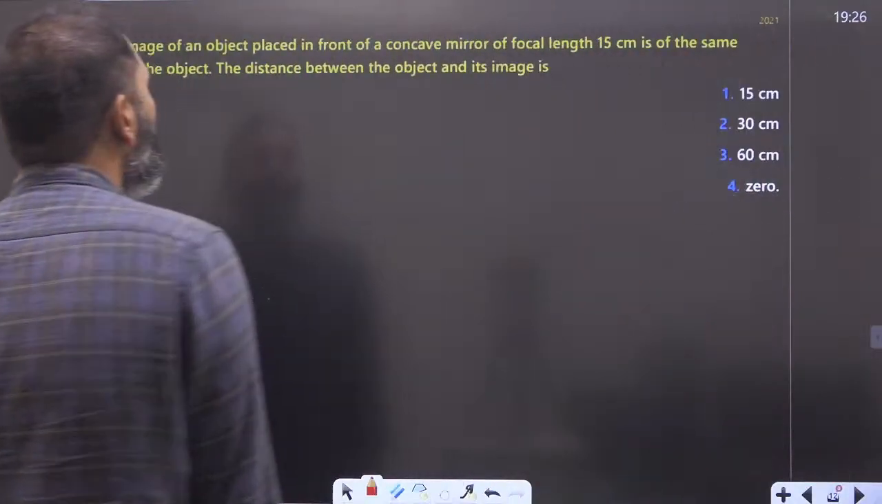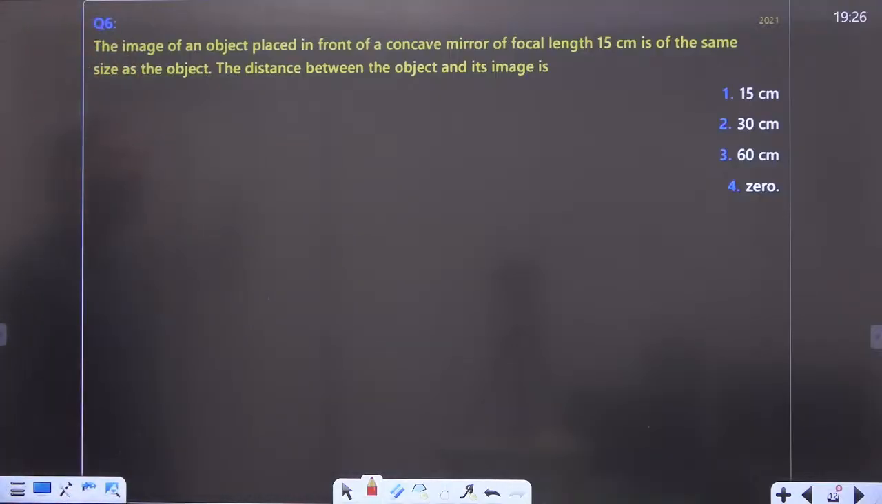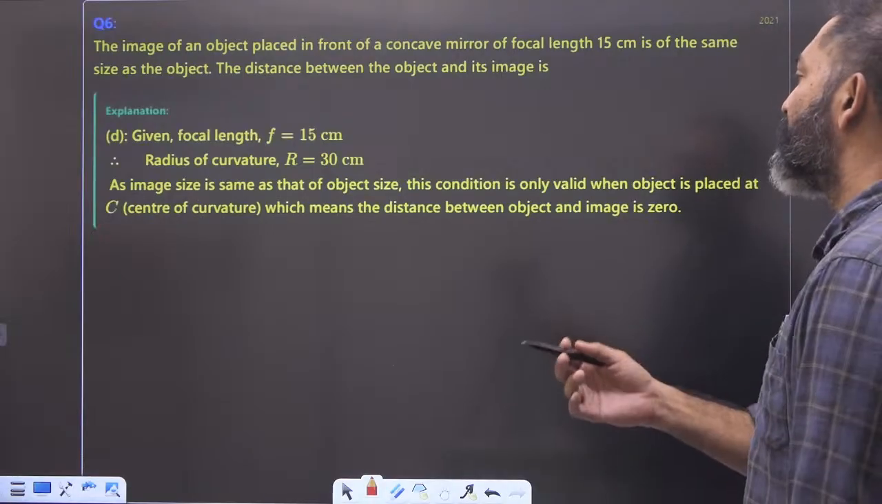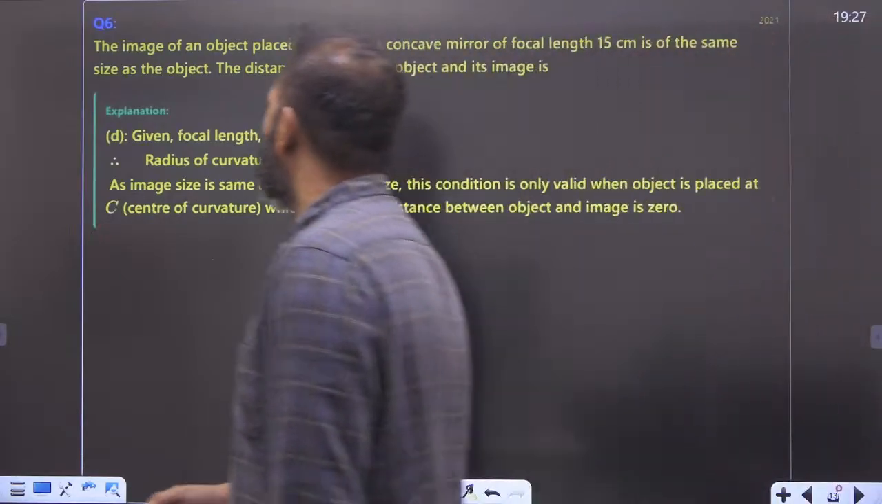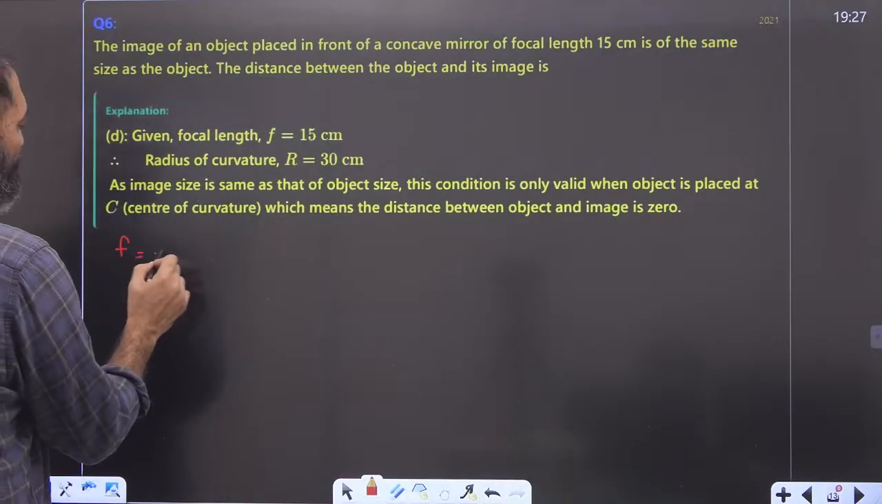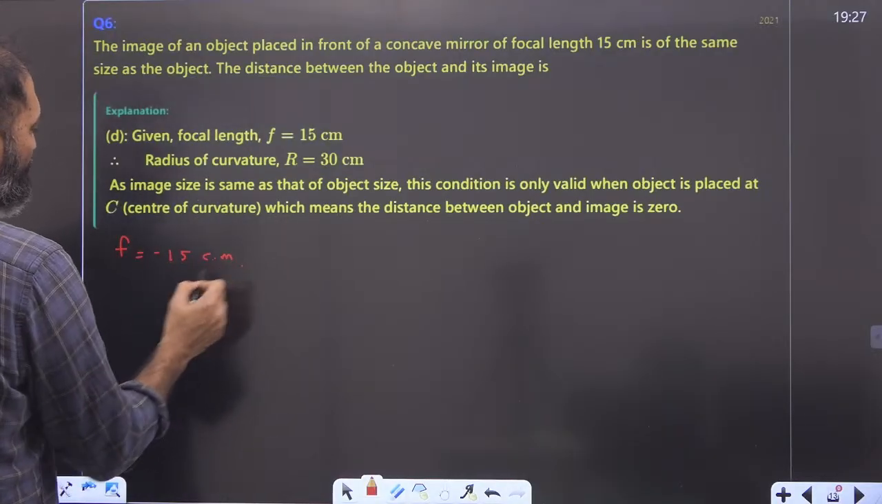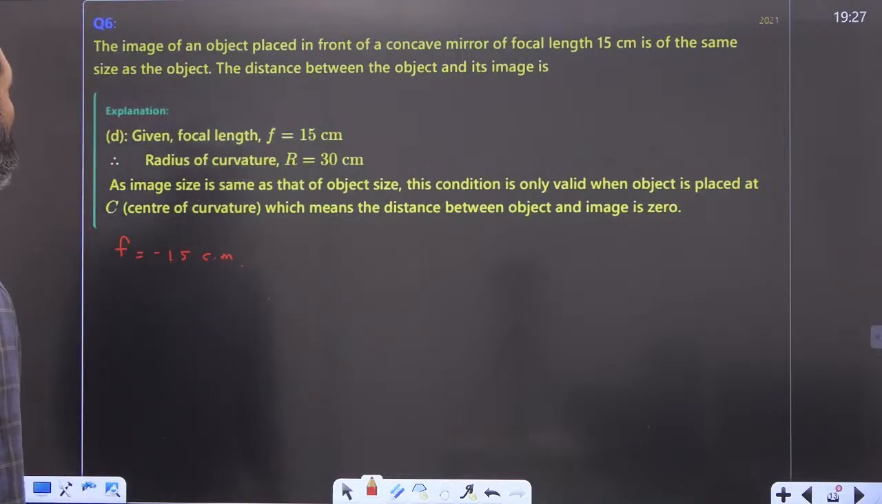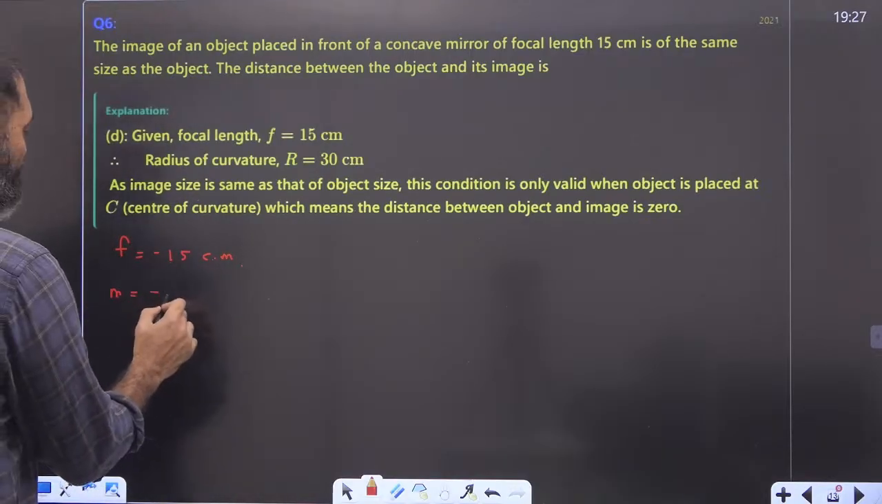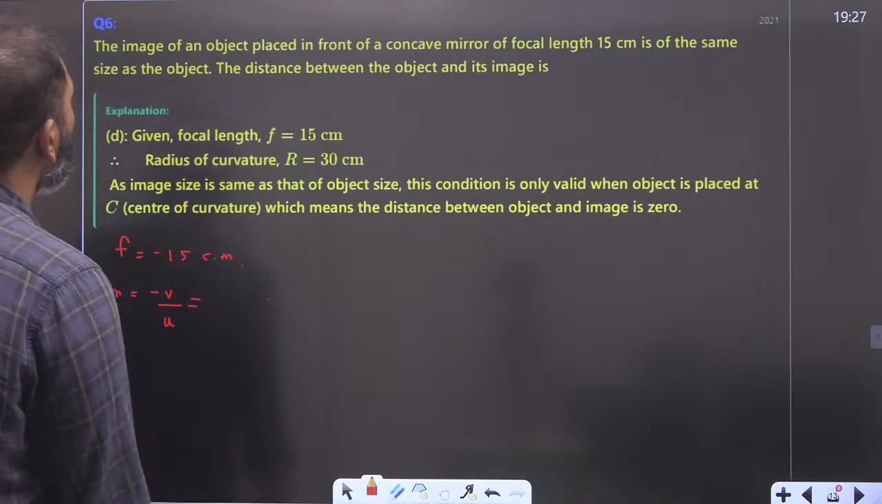Image of an object placed in front of a concave mirror of focal length 15 cm is of the same size as the object. What is the distance between object and the image? Again, it is similar to the previous question. What is the focal length? 15 cm. So focal length is equal to minus 15 cm. So what is the magnification here? Magnification m is equal to minus v by u.